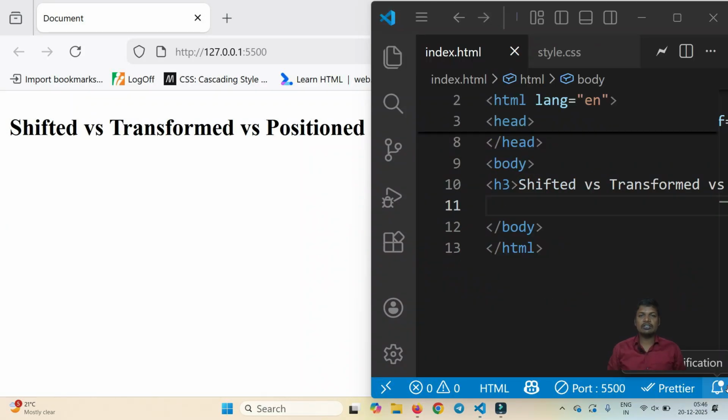I am Asha Satik. Today we are going to learn what is a shifted element, transformed element, and positioned element, and we are going to compare them with respect to overlapping. Okay, let us go to the class.